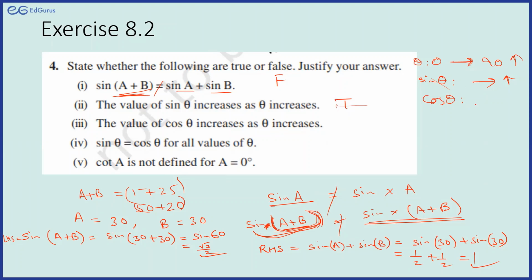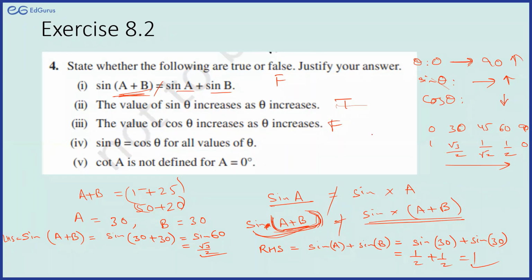Is cos theta increasing? So I have 0, 30, 45, 60, 90. What is my cos theta? Cos of 0 is 1. Cos of 30 will be root 3 by 2. This is 1 by root 2. This is 1 by 2. This is 0. It's going from 1 to 0. So it's reducing. It's going down. So this is false.